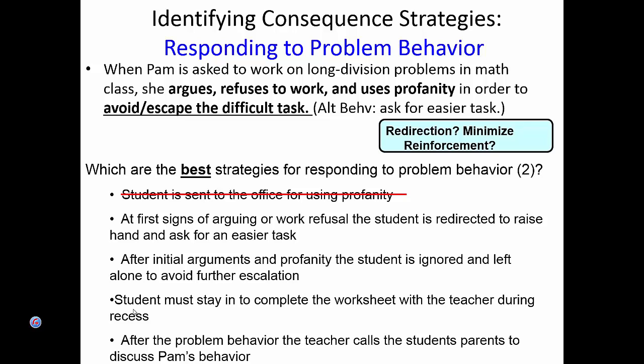So let's look at the next one. At the first signs of arguing or work refusal, the student is redirected to raise their hand and ask for an easier task.